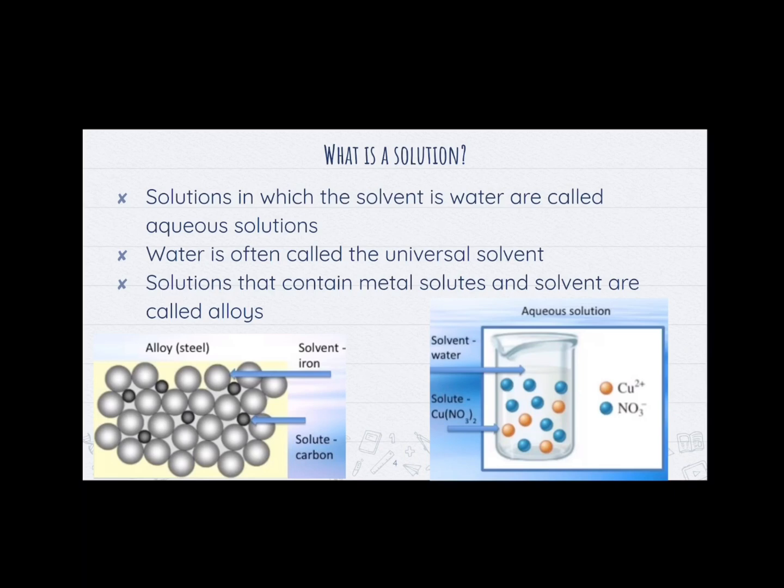Solutions that contain metal solutes and solvents are called alloys. So when it's just a metal and I have different metals that are combined, that's called an alloy. An alloy is just a mix of different metals. Aqueous solutions we're a little more familiar with. It's just some type of liquid that's mainly water, mixed with water.